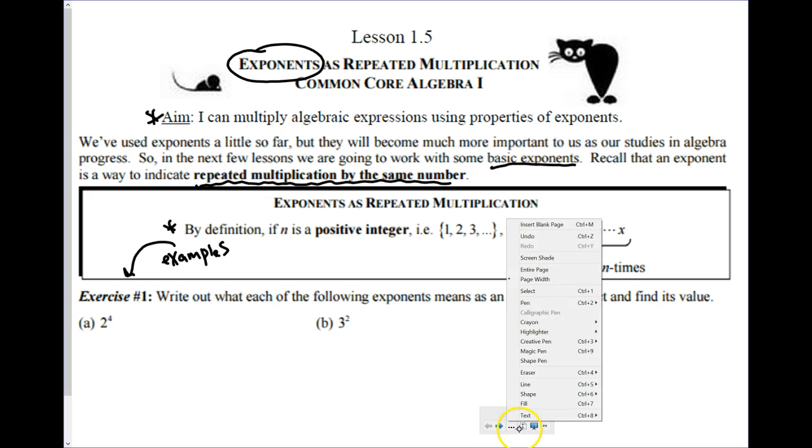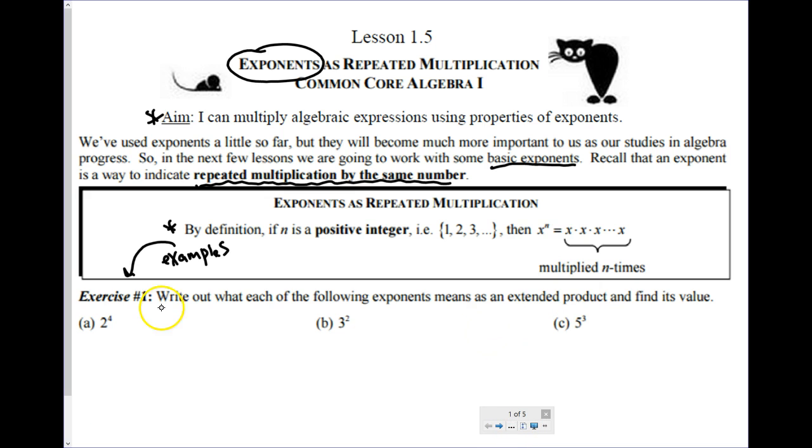So let's take a look at A. Exercise 1, write out what each of the following exponents means as an extended product. Extended product, the word extended means you take something and make it longer, right? If I extend something, I make it longer. So extend means to make longer. So for letter A, let me change the color of my pen. Letter A says 2 to the 4th power. That's the same thing as saying 2 multiplied 4 times. 2 times 2 times 2 times 2. That's what that little 4 means, that I multiply it 4 times.